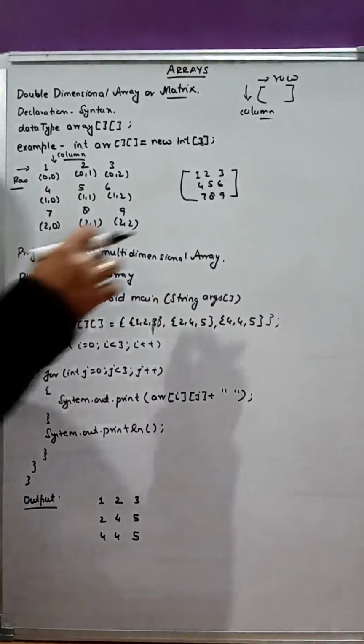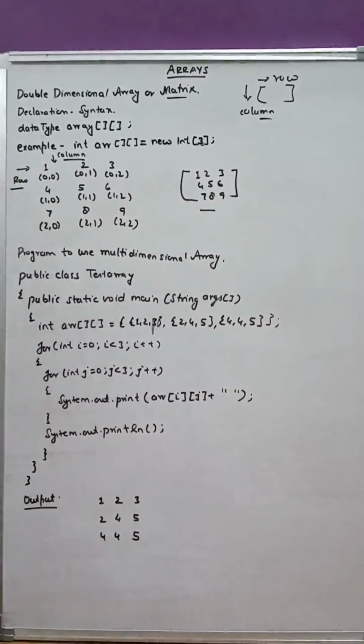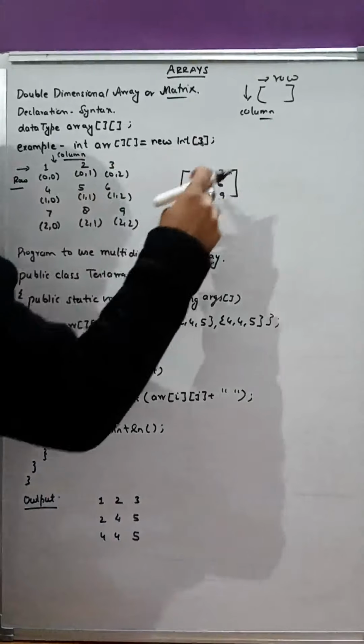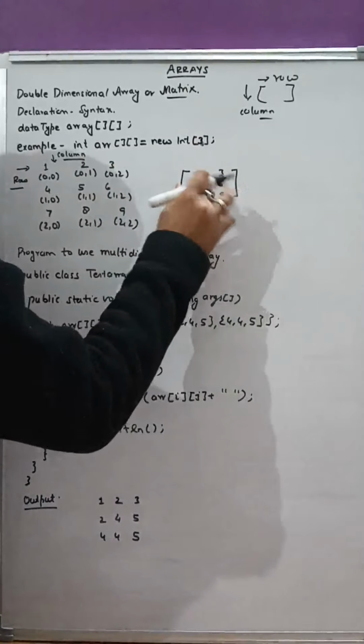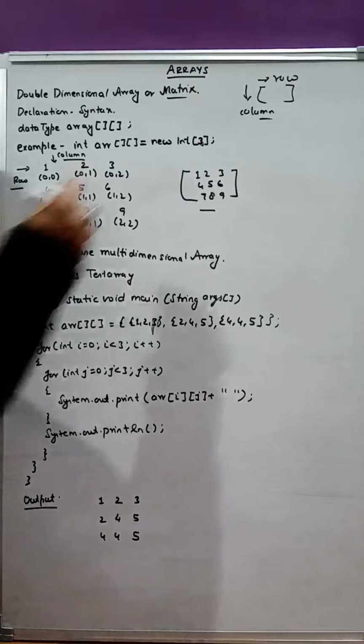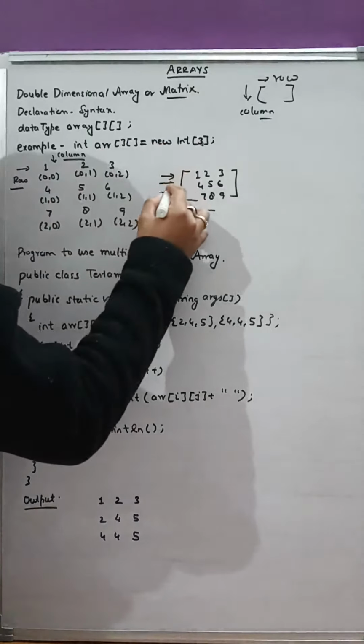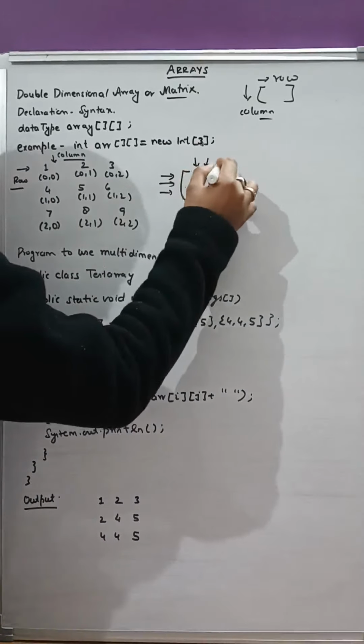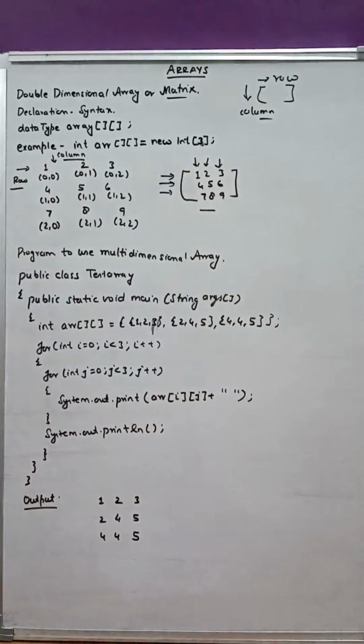Maybe you have seen this kind of picture already, where you have a larger square bracket and in it numbers written like this. This is called the matrix. A matrix is a combination of rows and columns. You can see that here you have 3 rows and 3 columns. So the two-dimensional array is called the matrix form.